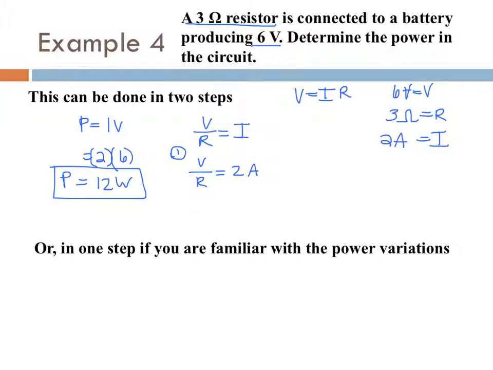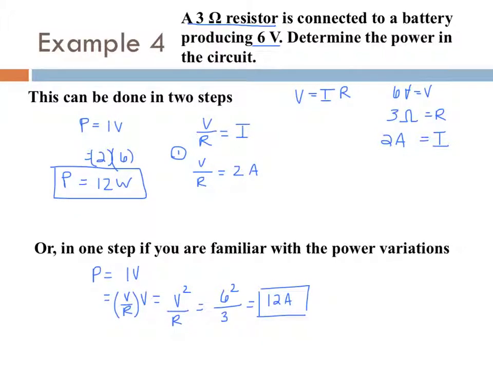Or, again, if you're familiar with all the other variations, I could have just done, without solving for current at all, that current is equal to V over R, which is V squared over R, which is 6 squared over 3. Again, just 12. So really, if you can remember one of the power variations and V equals IR, you can use any of your substitutions to figure out another way without having to do more than one step.